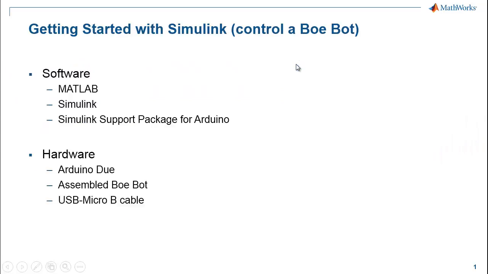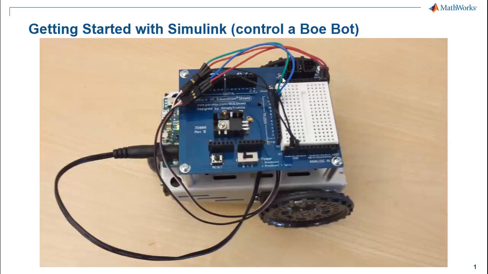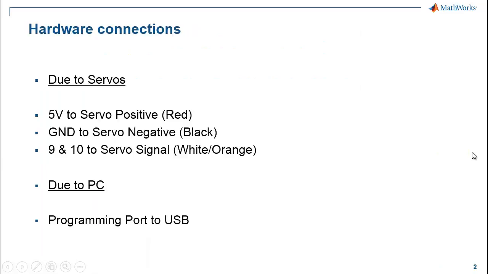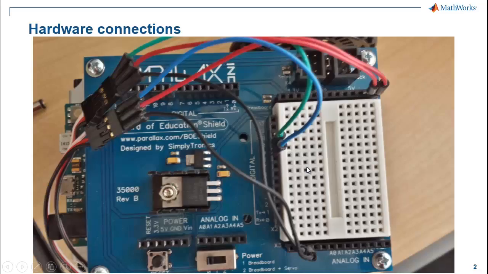I have an Arduino Due and an assembled Bobot along with a USB cable for this demo. The assembled Bobot shown here has an Arduino Due connected to it, and the board is powered using this cable. I'm connecting the 5V pin on the Due to the positive terminal on both the servos and the ground to the negative terminal. Here is a close-up of the connections which show how I have connected the servo signal wires to pins 9 and 10 on the Due.